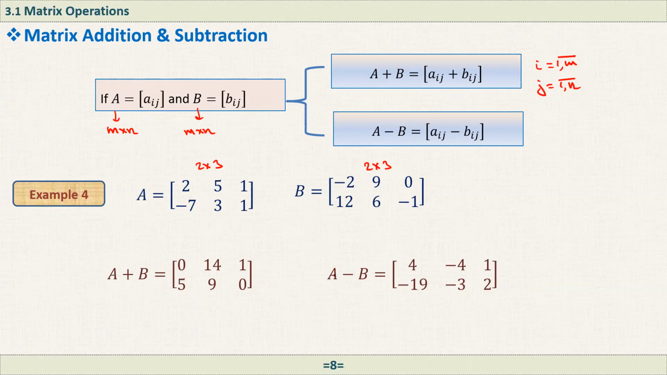How about subtraction? If you subtract B from A, that is A minus B. So I have to subtract negative 2 from 2. 2 minus negative 2 equals 4. And 5 minus 9 equals negative 4. And 1 minus 0 equals 1. Negative 7 minus 12 equals negative 19. And we can just continue subtraction in this way.